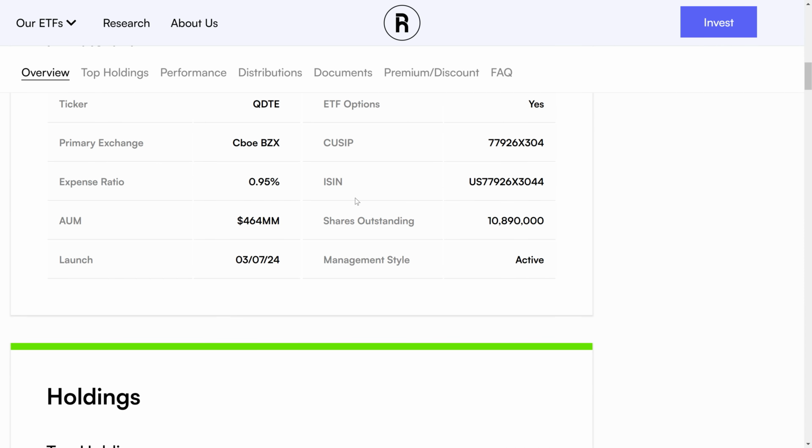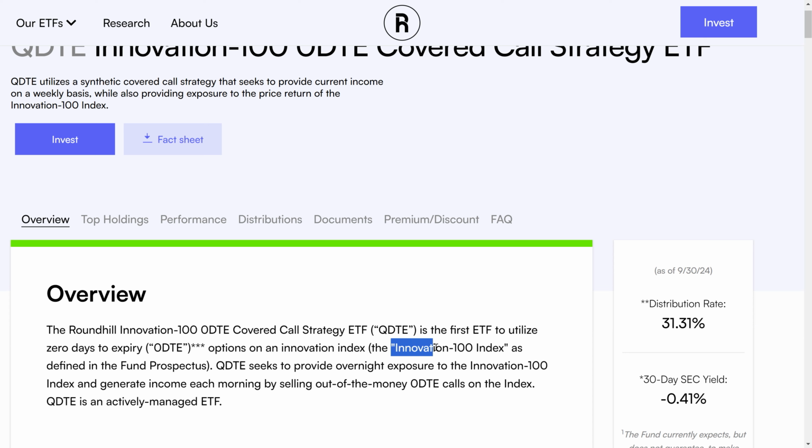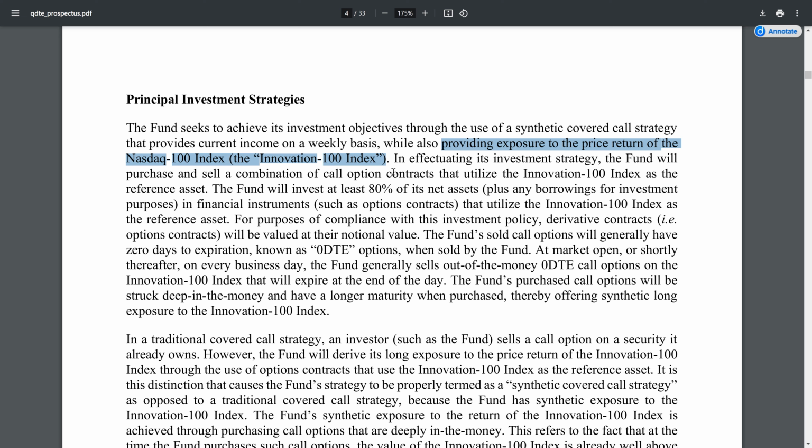As we'll see shortly, QDTE likely does more active trading, which is costlier. Next, both QDTE and JEPQ use Nasdaq 100 as their benchmark, but there are certain subtleties between the two. While QDTE tracks Nasdaq 100, Roundhill calls it Innovation 100 Index. In reality, it's just plain old Nasdaq 100.